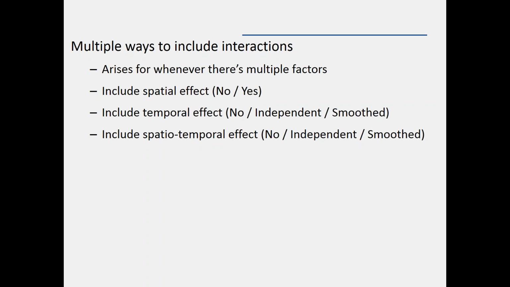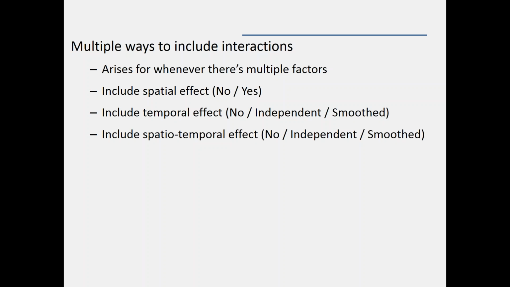So I usually think of this categorization where you could include or not include a spatial effect, and then you could have a temporal effect or leave it out. A space effect is the marginal effect of space. The temporal effect is the marginal effect of time, and we'll see notation for this in a second. And then the spatiotemporal effect is the interaction of space and time.